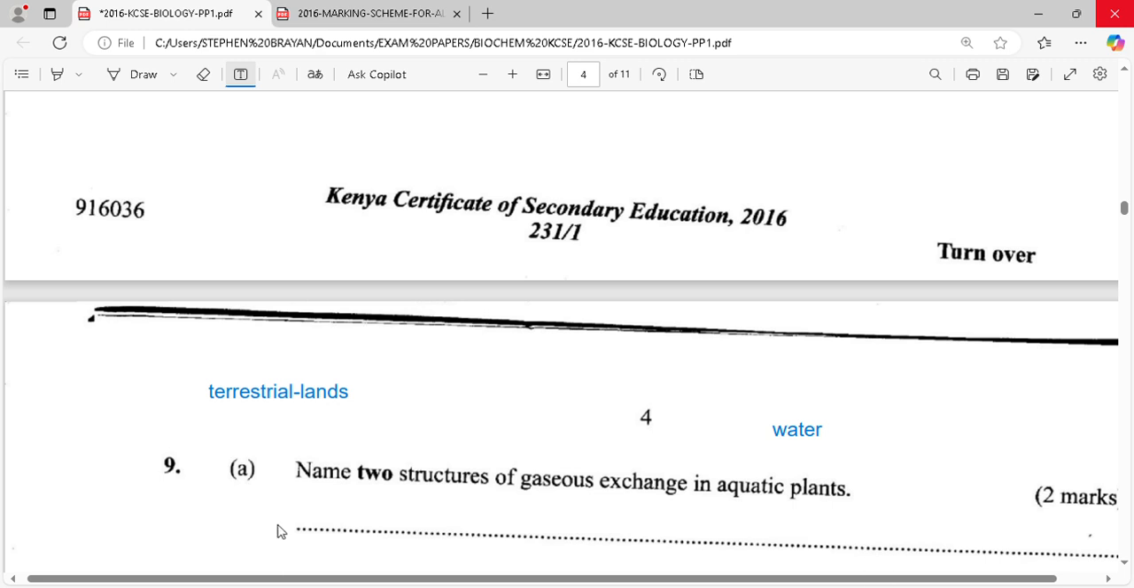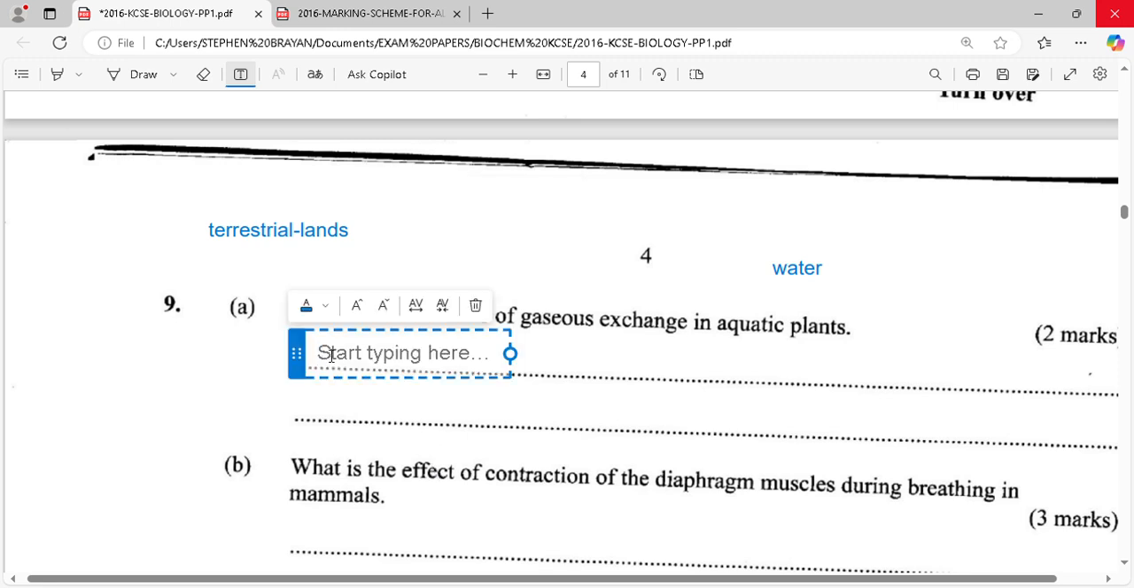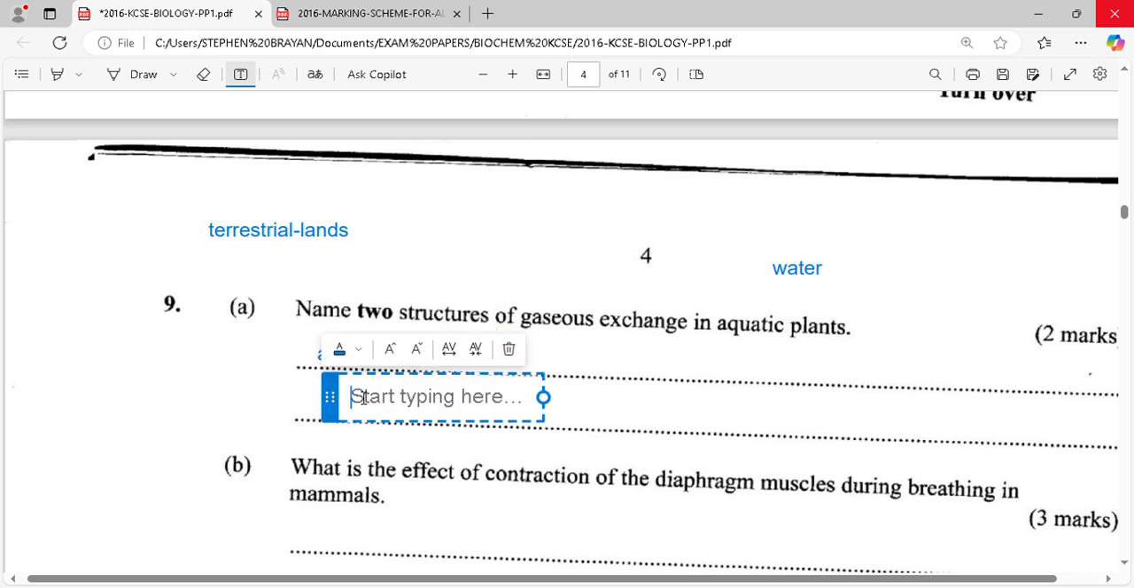So if you're asked to name two structures of gaseous exchange in aquatic plants, remember this is aquatic. One of them is called parenchyma tissue. And then we have the cuticle, and then we have the pneumatophores.